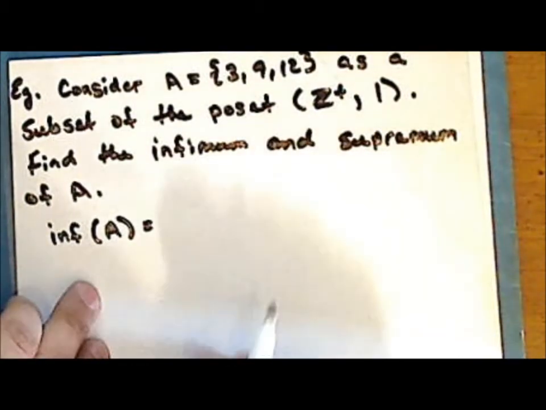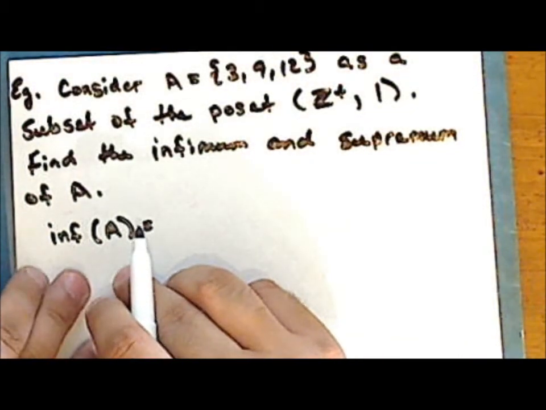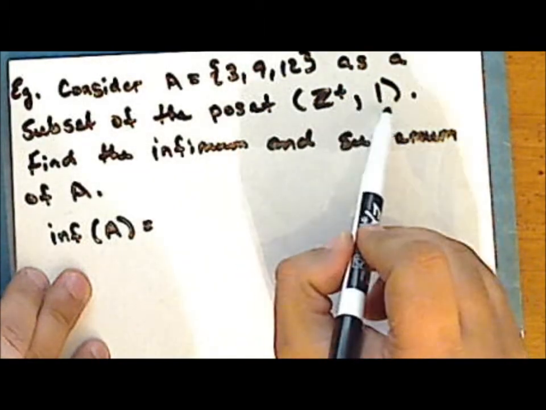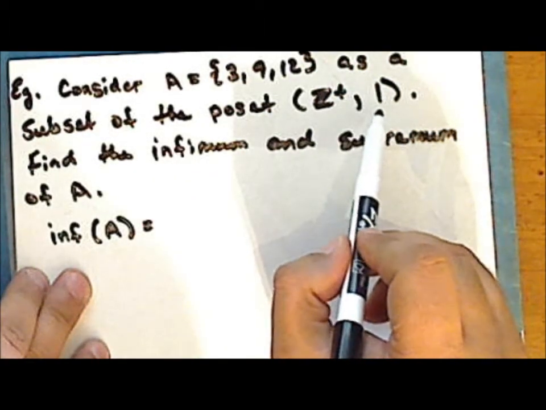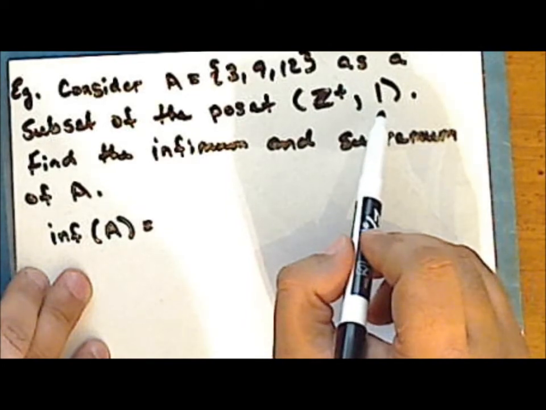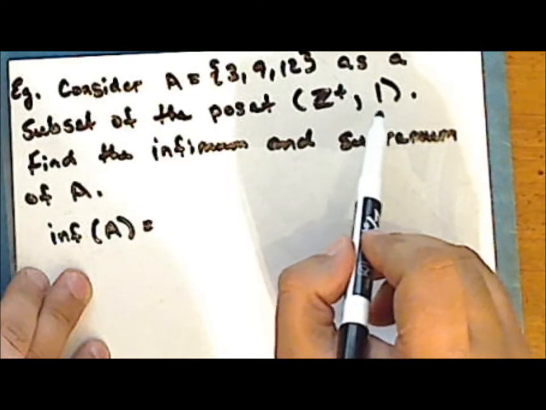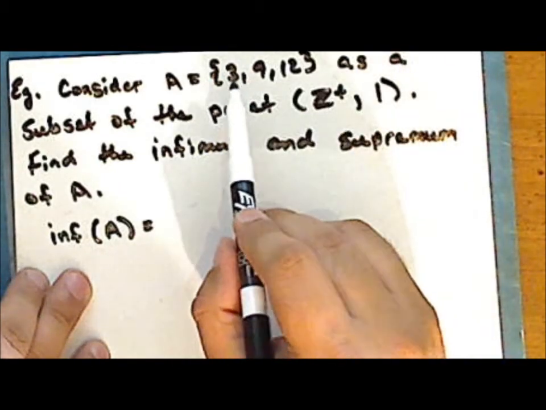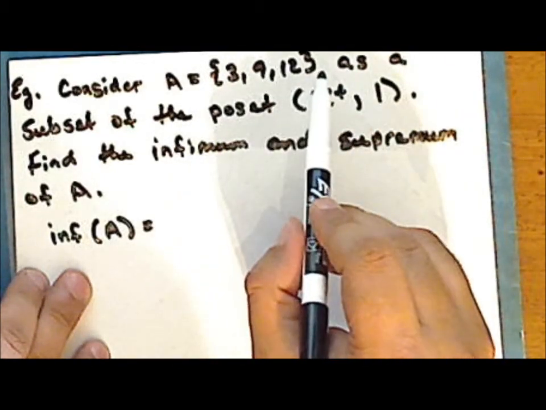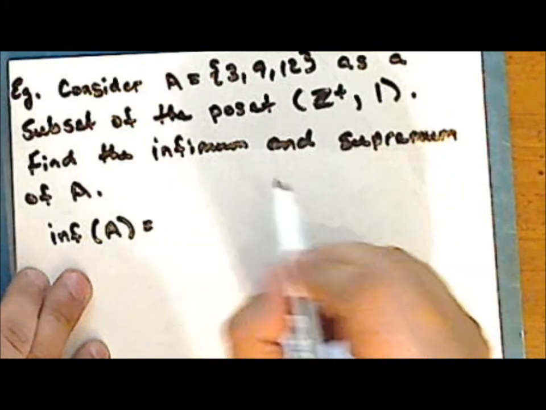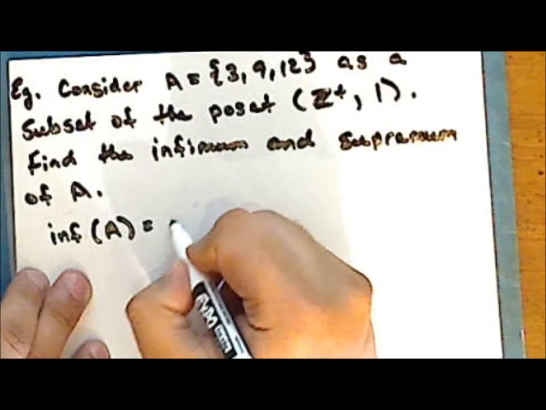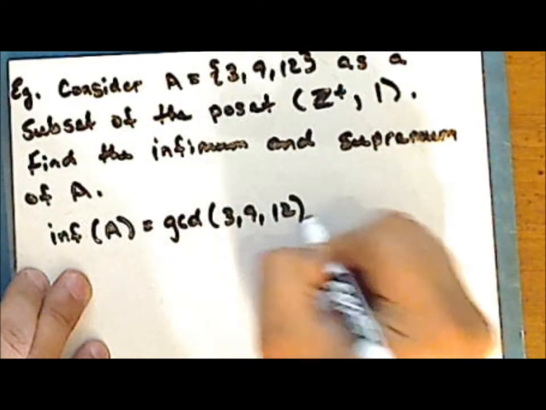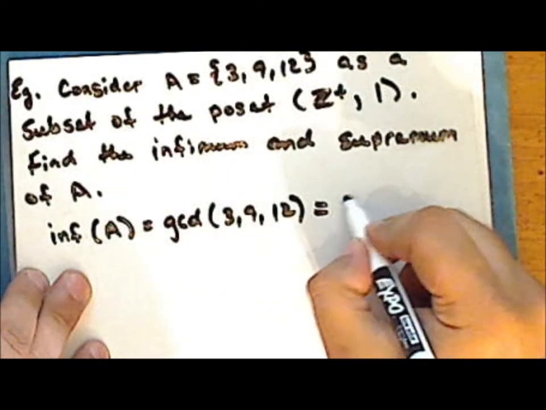Okay, so the infimum of the set A is the greatest lower bound of the set A. And here the relation is divides. So we're looking for the greatest positive integer which divides 3, 9, and 12. And so as we know, this is the greatest common divisor of 3, 9, and 12, which we know to be 3.